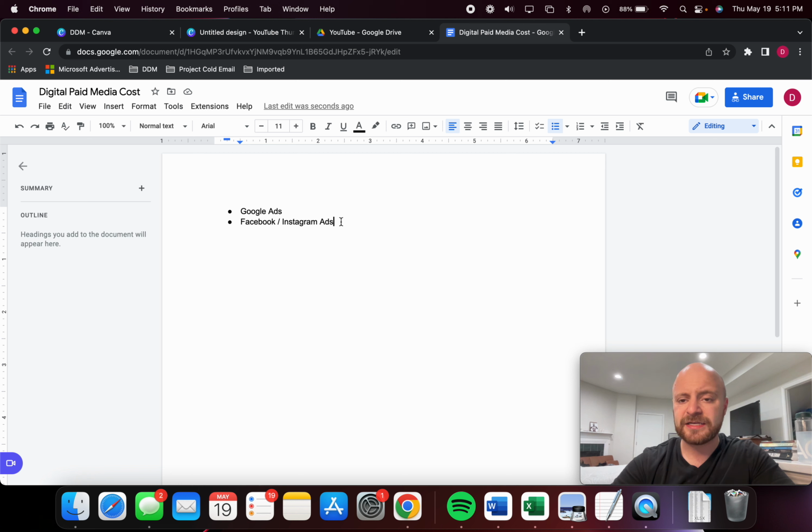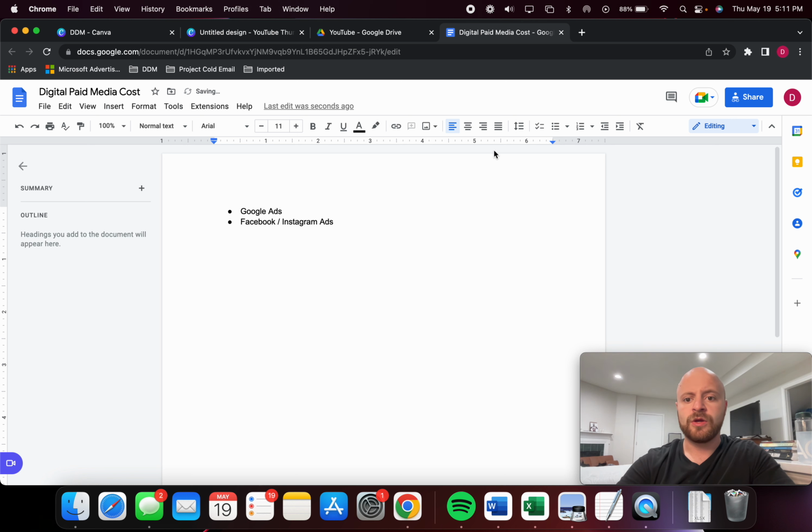But for Google Ads and Facebook, Instagram ads, I want to talk about paid media costs. What I mean by this is how you get charged if you're a business, or how you charge if you're a freelancer or agency, to maximize the amount of money for the service and to make sure that you're providing the most value.